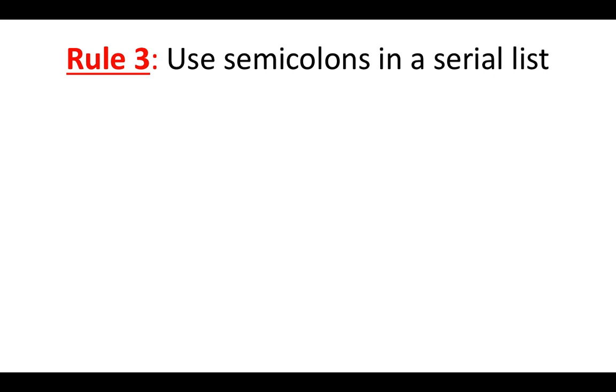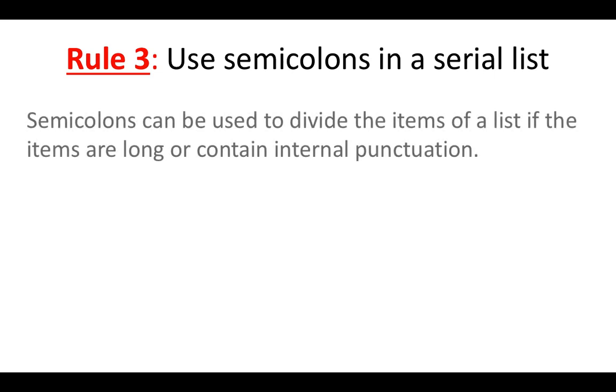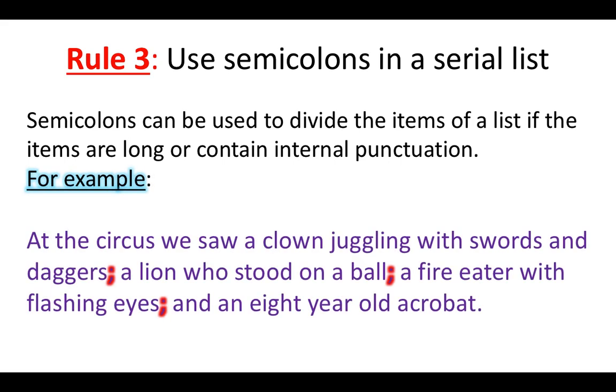Rule 3. Use semicolons in a serial list. Semicolons can be used to divide the items of a list if the items are long or contain internal punctuation. For example: at the circus, we saw a clown juggling with swords and daggers; a lion who stood on a ball; a fire eater with flashing eyes; and an 8-year-old acrobat.